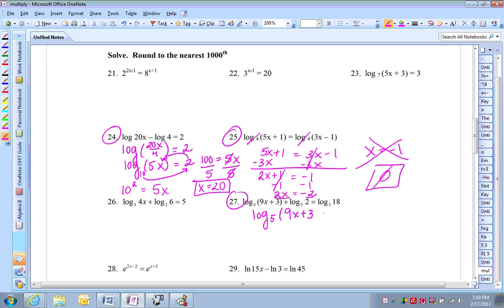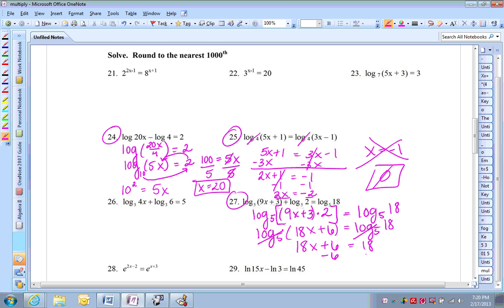9x plus 3 times 2 equals log base 5 of 18. And when we multiply 2 times 9x plus 3, we end up with log base 5 of 18x plus 6 equals log base 5 of 18. Okay, now we can cancel out these log base 5s, and we end up with 18x plus 6 equals 18.